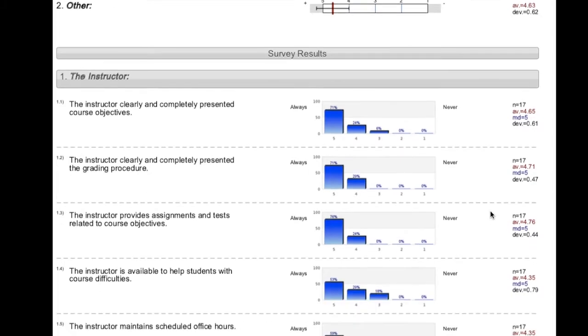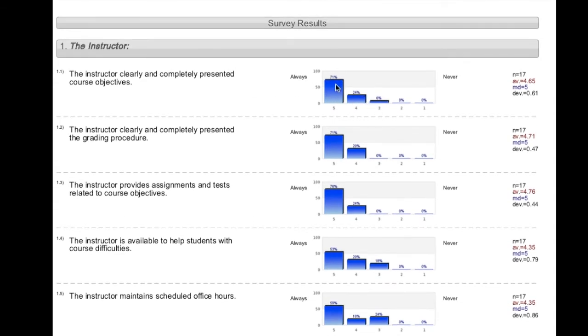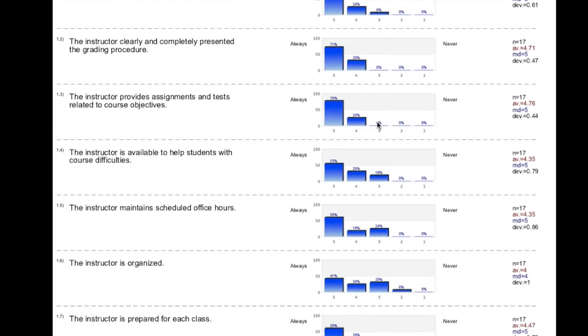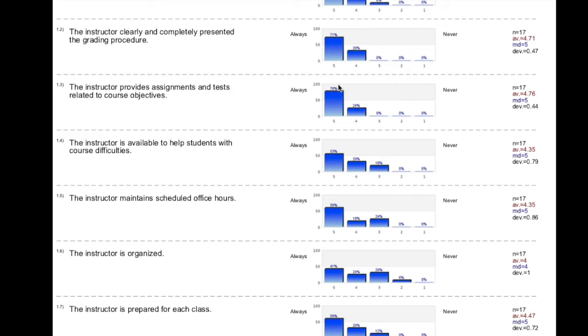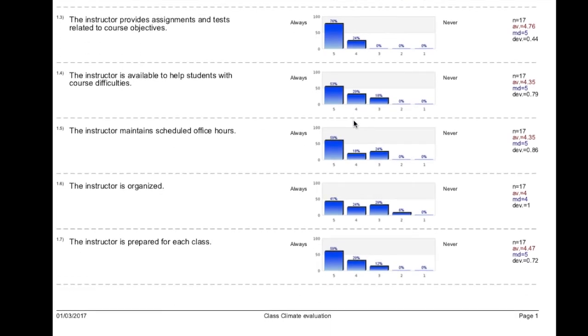So this is what it looks like. The instructor clearly and completely presented course objectives: strongly agree, or always, and then neutral. The instructor clearly and completely presented the grading procedure. The instructor provides assignments and tests related to course objectives. The instructor is available to help students with course difficulties. This is typically one that I score a little bit lower on. I need to work a little bit more on making myself more available.